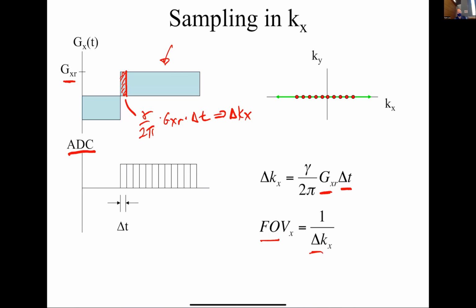Typically, in the MATLAB problems that I'll assign you to write some code for, I'll probably give you delta t and you have to figure out GXR. There'll be some variation of that, so it'll be fairly simple. You'll probably be given the field of view of x and delta t, and you have to come up with a function that figures out GXR subject to some constraints, like you can't have a gradient bigger than this. That's typically what these problems look like.